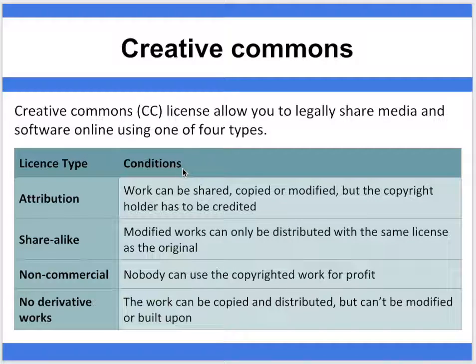Okay, so this video is going to look at Creative Commons licensing, which is a slightly more obscure law that occasionally comes up at GCSE and A-level. And Creative Commons is a license which allows you to legally share media and software online using one of 4 types of license type. So quite often you might see it under the Creative Commons licensing for open source software, for instance. So the 4 different license types are attribution, share alike, non-commercial, and no derivative works.